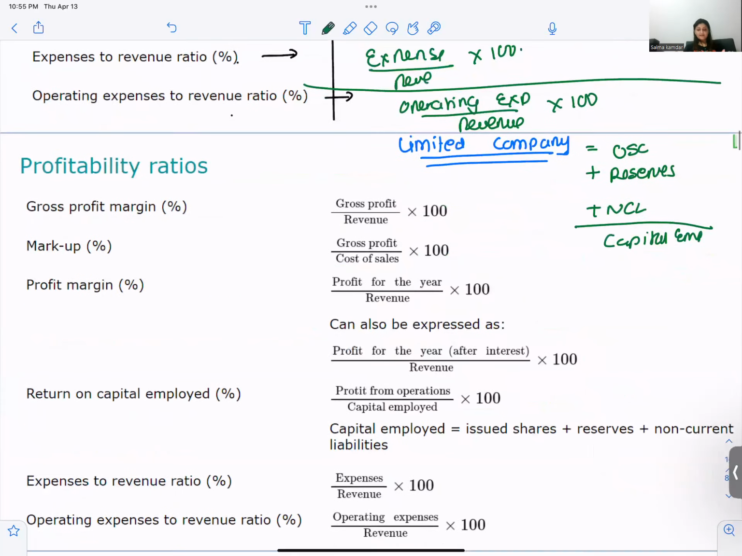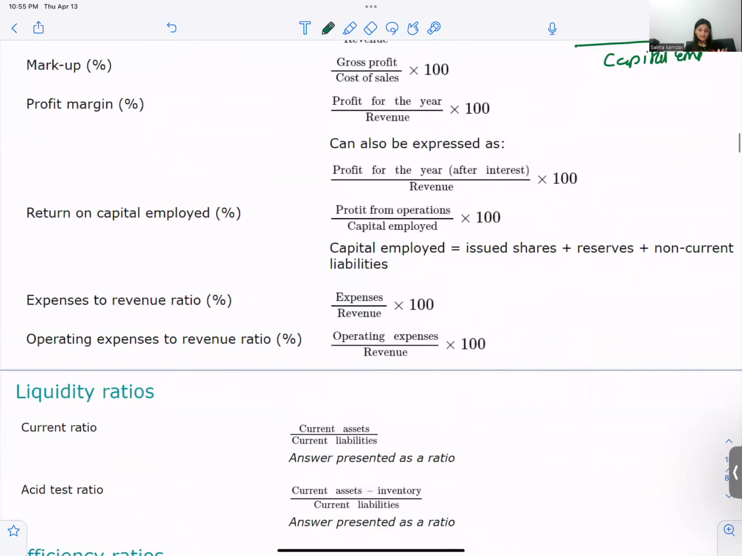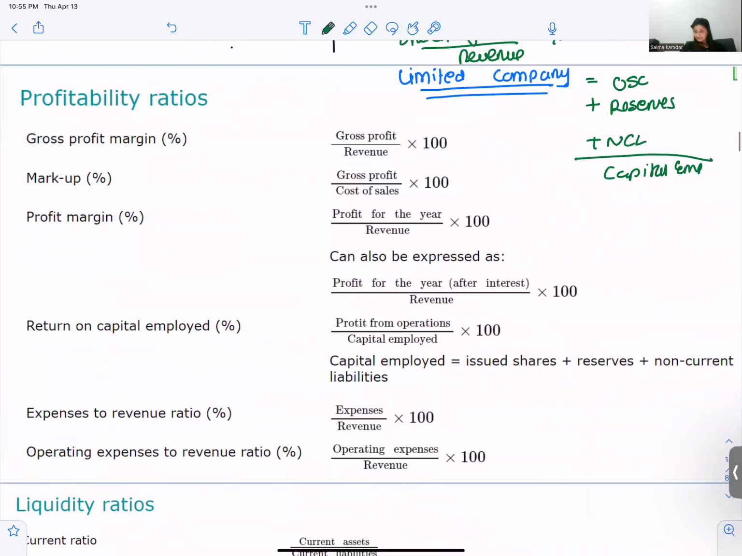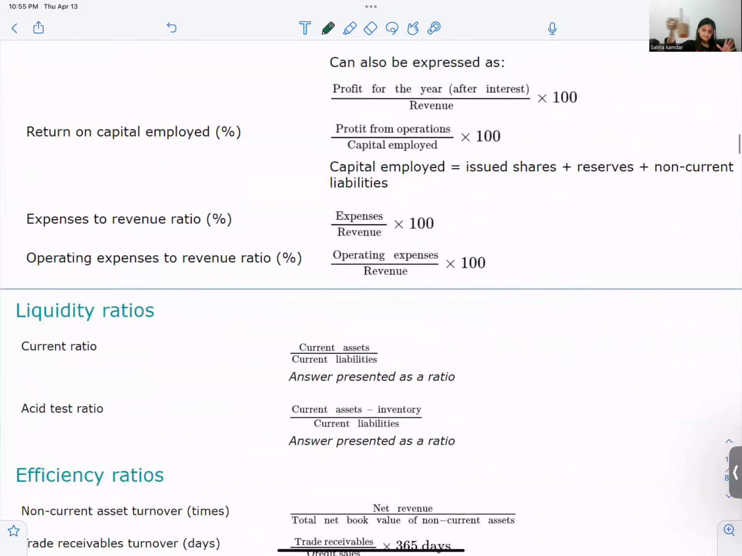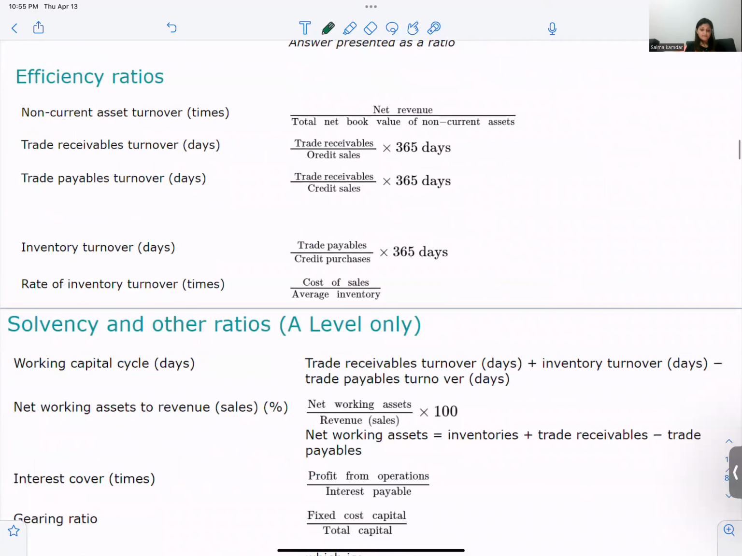I have given it down for your reference. Do you know any liquidity ratios? Yeah, current ratio. Current ratio is current assets divided by current liabilities, and acid test is current assets minus inventory divided by current liabilities. Okay. Efficiency ratios, we have made a video. You can see it. One is the non-current asset turnover ratio. What does it mean?